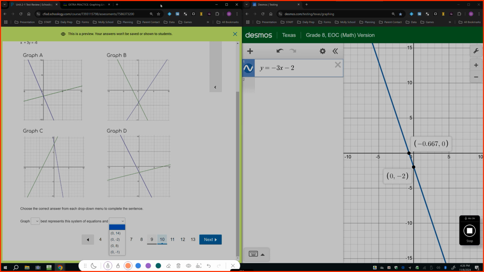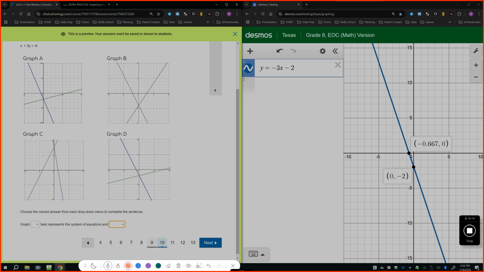So now let's look at my answer choices. So I've got 0, 14. That's not where they cross. 0, -2. These cross at 0, -2. So that's looking pretty good. I'm feeling like maybe that's the solution.